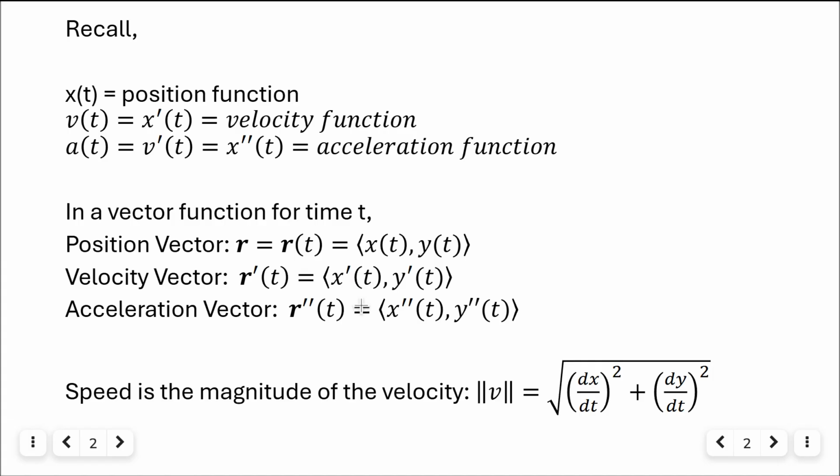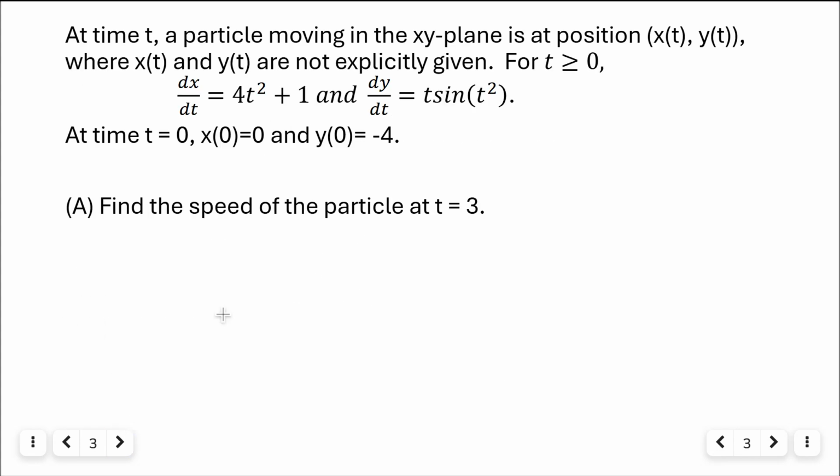The other thing you need to know is that speed is the magnitude of the velocity, and the magnitude of the velocity is the square root of (dx/dt) squared plus (dy/dt) squared. All right, let's get started and see how this works.